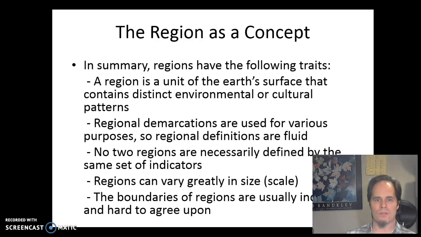So in summary, let me leave you with this. Regions have the following traits, kind of like places. It's an area of Earth's surface, a unit of Earth's surface, that has certain features. Some of these could be physical features. It could also be human features, like language, so on and so forth.